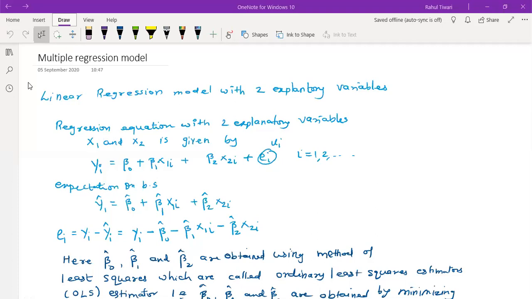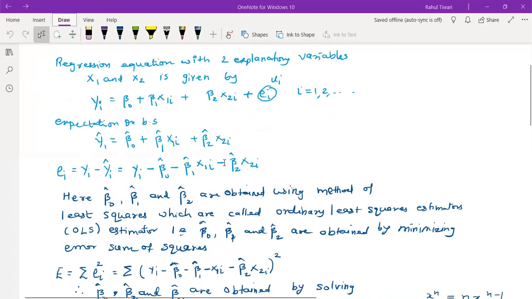And now we will discuss the linear regression model with two explanatory variables, and I think we have started the session. The model is now in front of you: yi is equal to beta naught plus beta 1 x1i plus beta 2 x2i, plus ui.